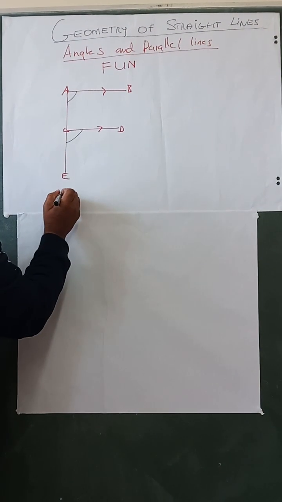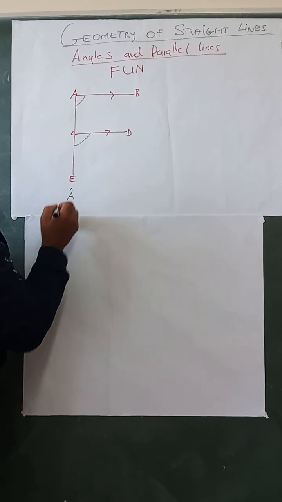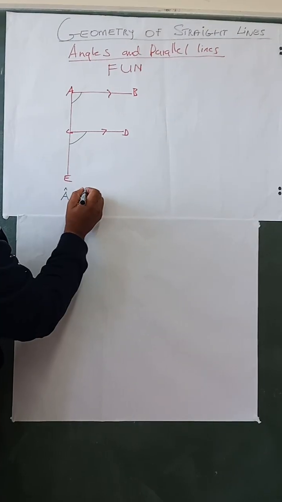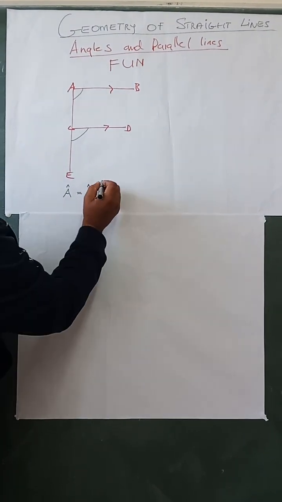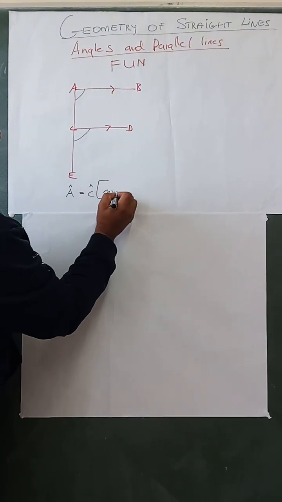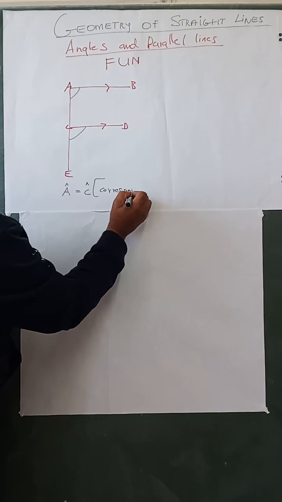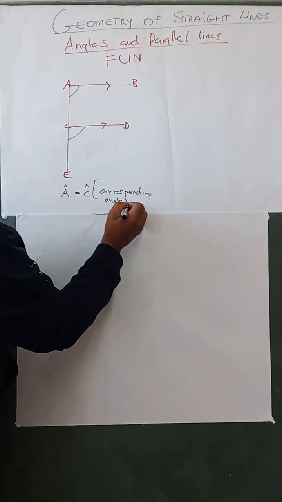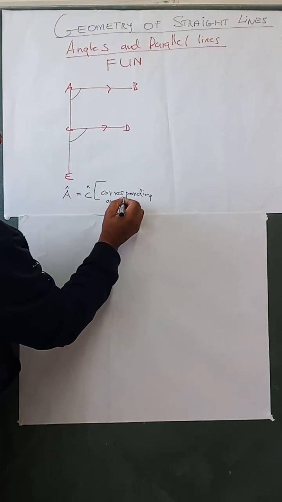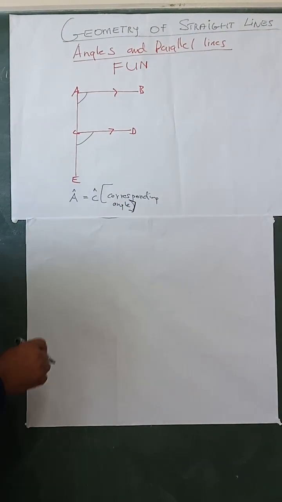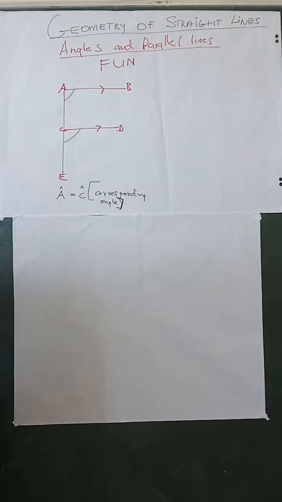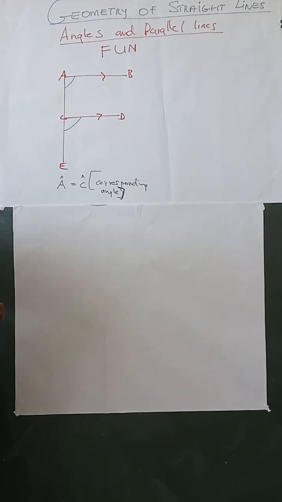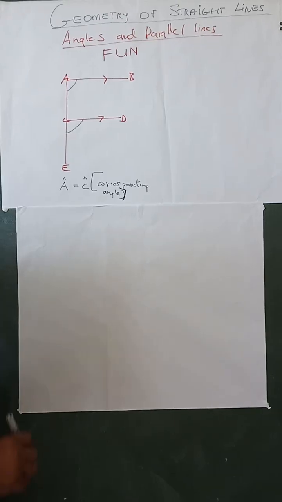We say angle A will be equal to angle C. Reason: they are corresponding angles. Let's look at how angles correspond. How do angles correspond?